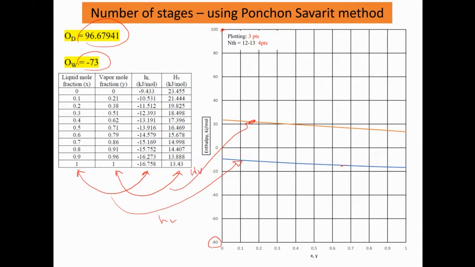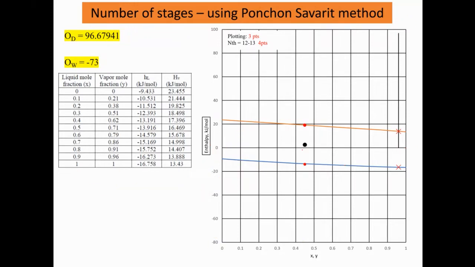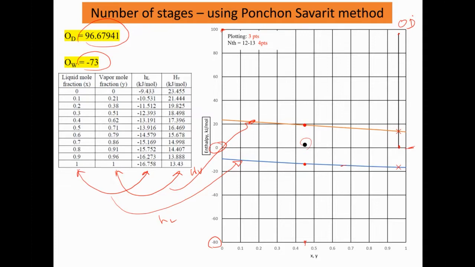Now you have QD and XD. You can determine from this one, this is zero, as you can see here. So this is your XD and QD here. This is your QD, and then you have your feed point, which is at X feed, at this 0.45, and H feed, which is 2 point something here. This represents H feed here.